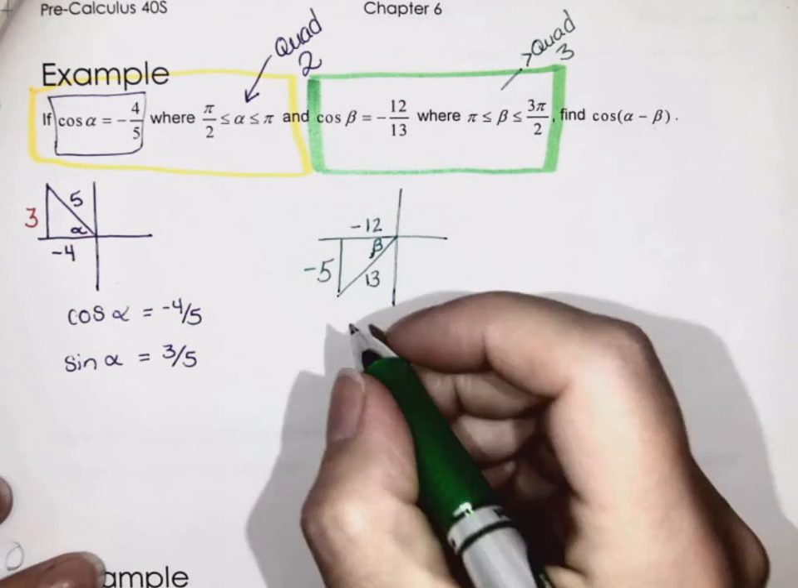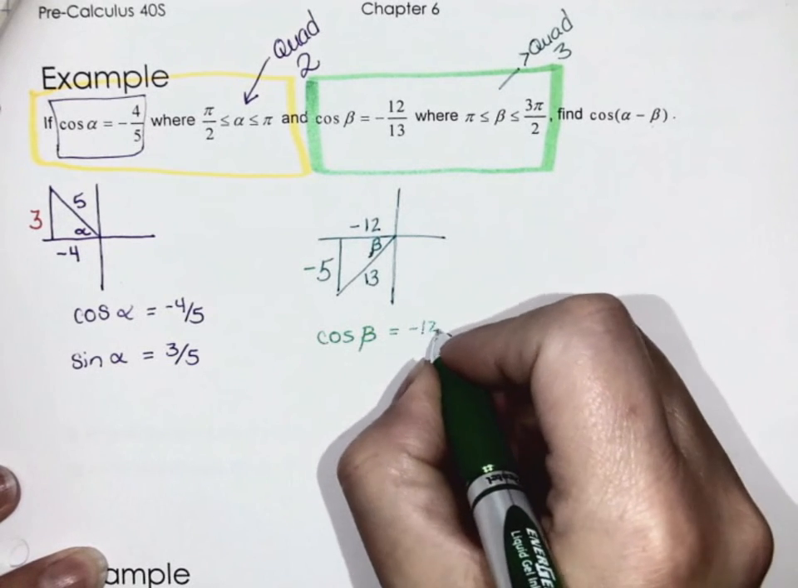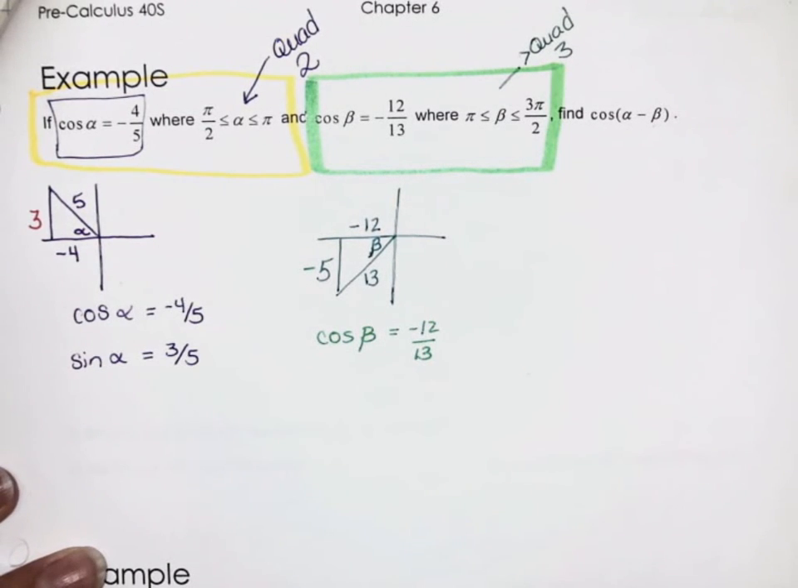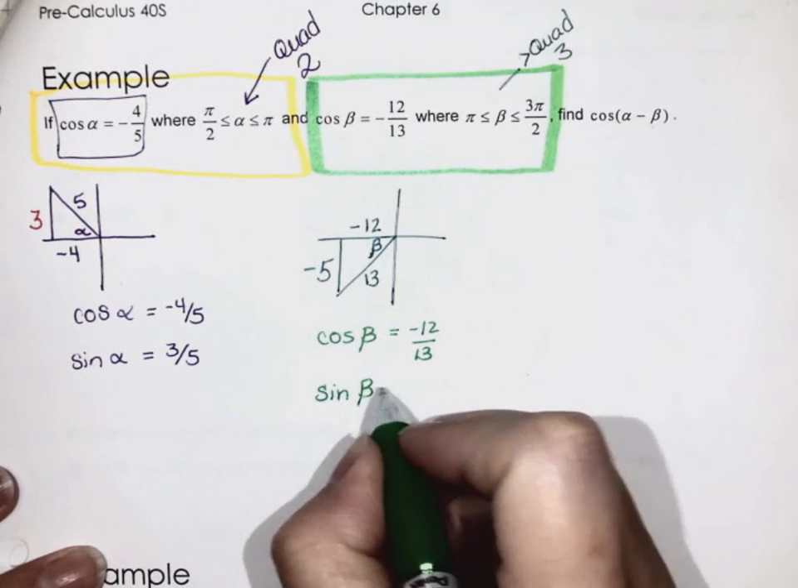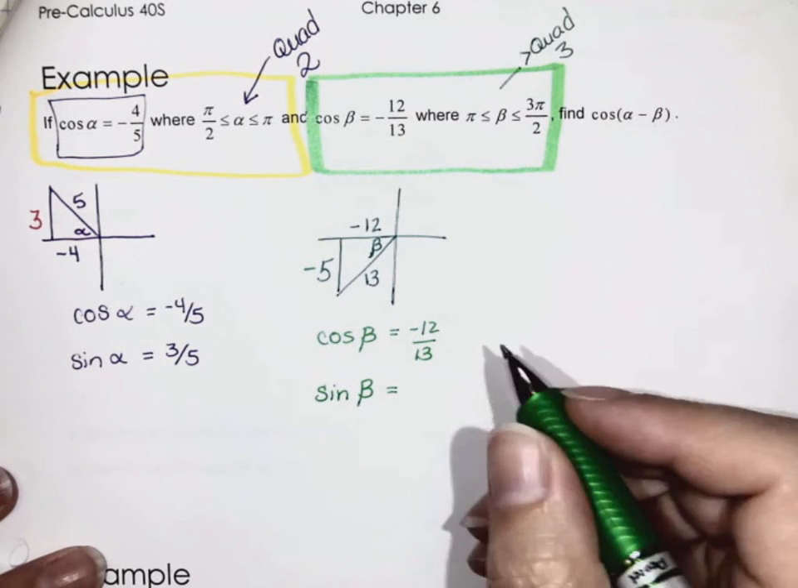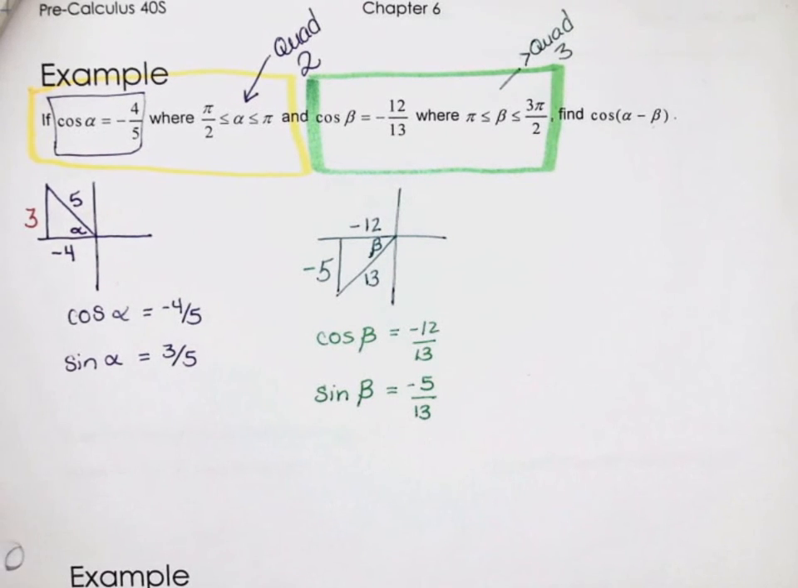All right, so we know from the question, cos of beta is equal to negative 12 over 13. What other piece of information do I need? I need sine of beta. And sine of beta is going to be negative 5 over 13. I need to have both sets of information before I can answer this question. So step 1, draw the picture for the first alpha, and step 2, draw the second picture for beta.